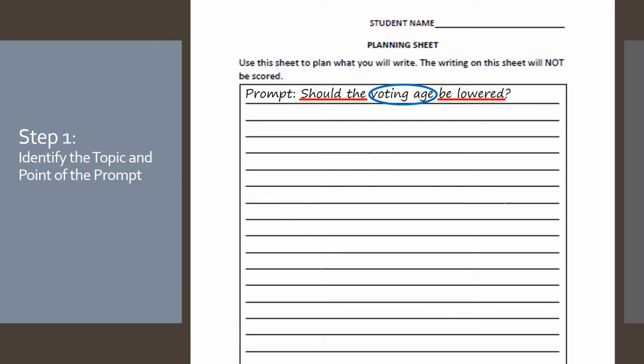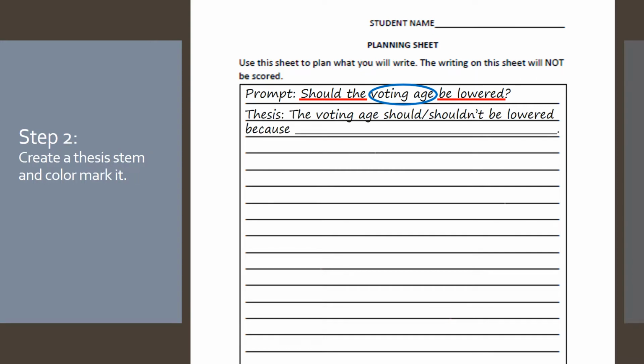Okay, so after you've identified the prompt, topic, and point, if I'm saying should the voting age be lowered, I'm going to repeat that back as an answer. The voting age should or shouldn't be lowered because blank, and that's where I would put my reasons. Okay, so that's all you have to do with a prompt: just reverse the question into a statement, a complete sentence.